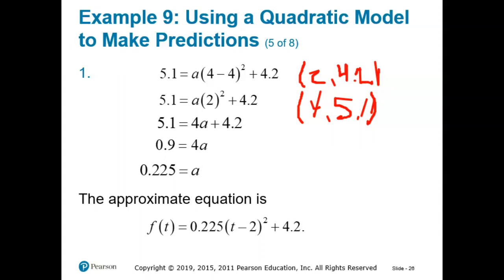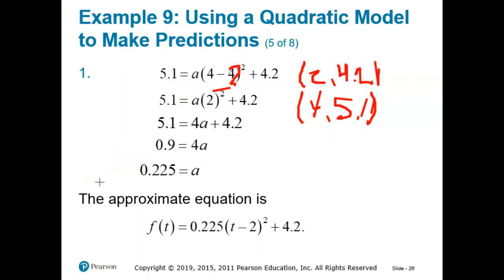I believe the screen has a typo. This should be 2, which is why this is a 2 here. So the point 2 and 4.2 represent the vertex, so they're in these positions. X and Y represent 4 and 5.1, and that's why they are in those positions.